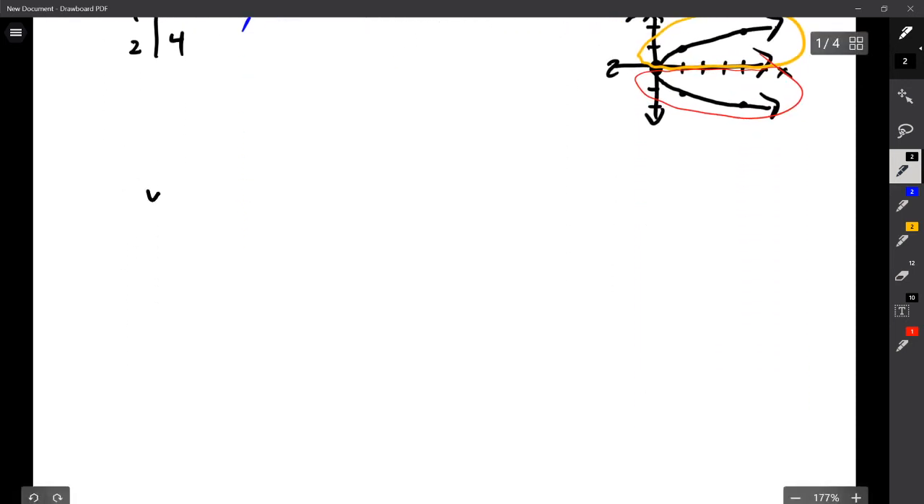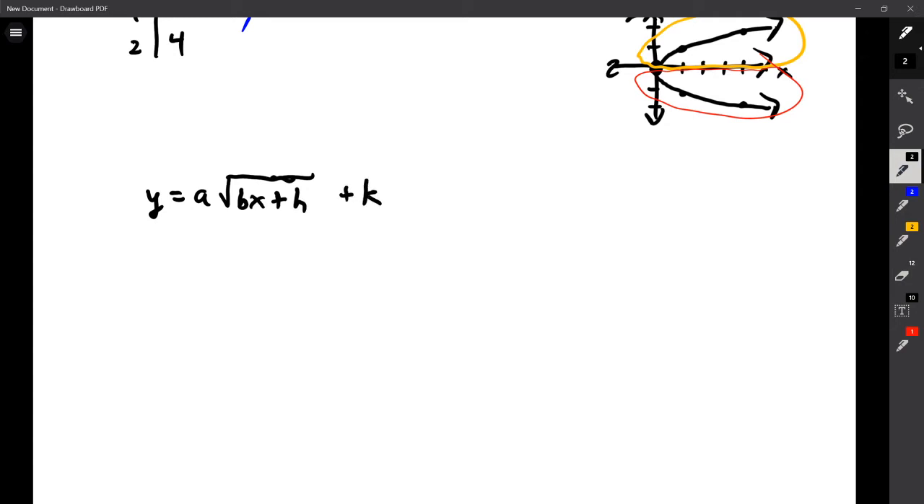So I'm going to write something like this. y equals a times the square root of bx plus h, plus k. Slightly different from what your textbook has, but there are reasons why I'm going with something that is slightly different. All right. And let's look at what these changes do.